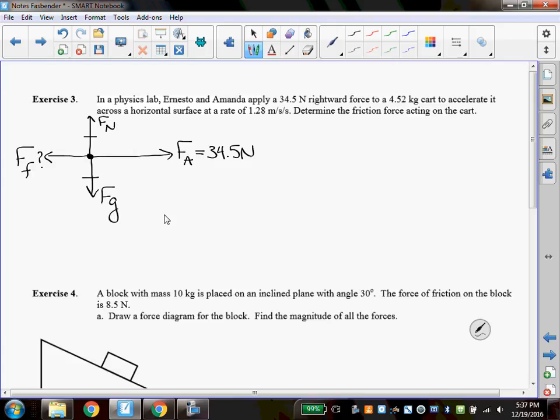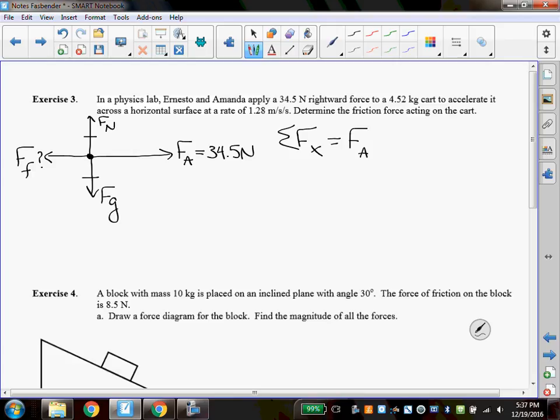In order to solve this problem, we can use Newton's second law, and we're going to use it in a way that looks very similar to what we did last unit. Because we're going to look at this force diagram, and from this force diagram, we are going to write a net force equation for those forces in the x direction.